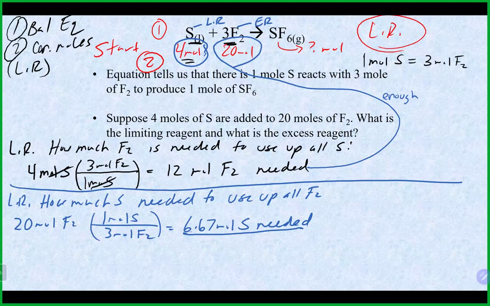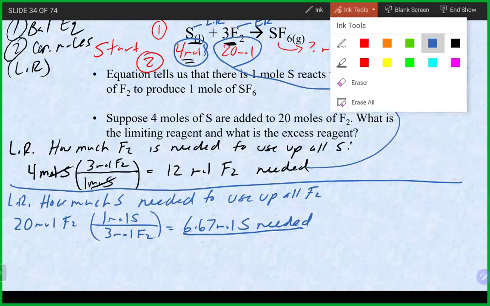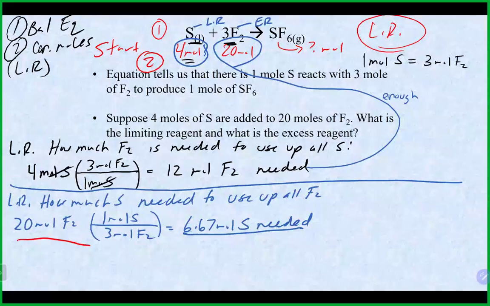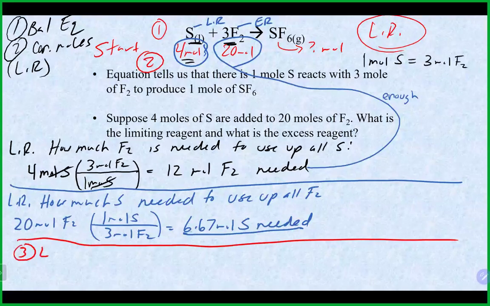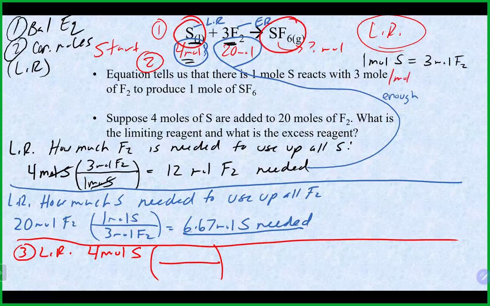Now that we've done it and we've identified which one is the limiting reagent, it pretty much just becomes a regular stoichiometry problem at this point. We're going to pick up with step number 3 and use our limiting reagent. So the important thing, though, is when we pick up with step number 3, we want to use the starting amount of our limiting reagent, which in this case was the 4 moles of sulfur. So we're going to use the 4 moles of sulfur. We will now have the relationship between sulfur and our product, which is 1 mole of sulfur gives us 1 mole of the SF6.